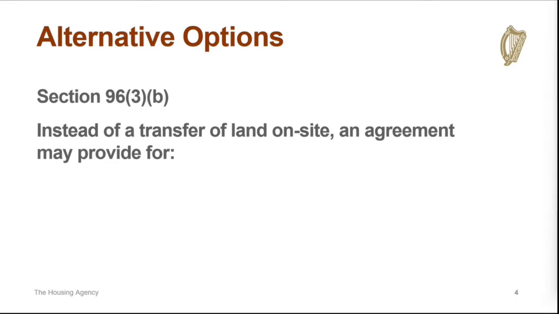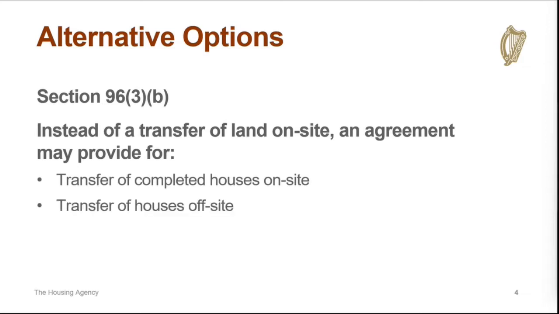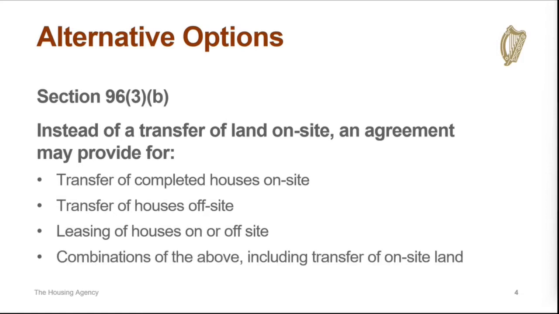The alternative options to comply with Part 5 fall under Section 96(3)(b) of the Act. Instead of the transfer of land on site, an agreement may provide for one of the following: the transfer of completed houses on site, the transfer of houses off site, leasing of houses on or off site, or a combination of the above, including the transfer of land.